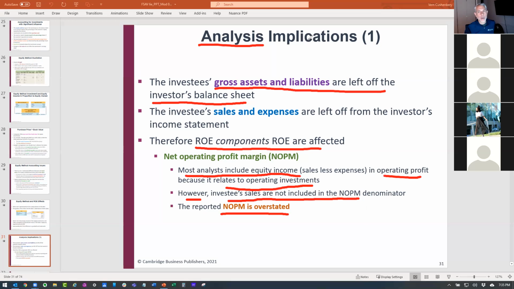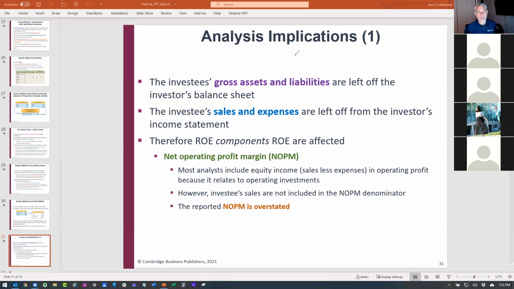If this is material, if you have a lot of investments that are using the equity method of accounting, you're not going to be able to compare your net operating profit margin to that of your peers on an apples to apples basis, and you're going to have to make some retroactive adjustment to the accounting and to the ratios. This doesn't happen very often, but you do need to be aware of it.